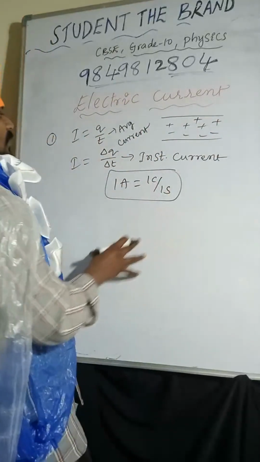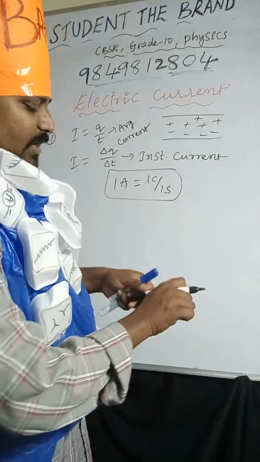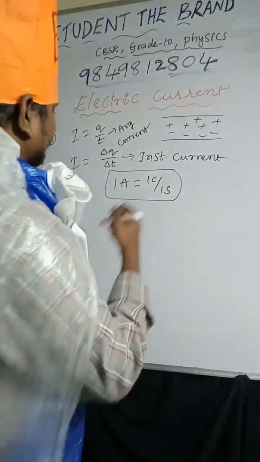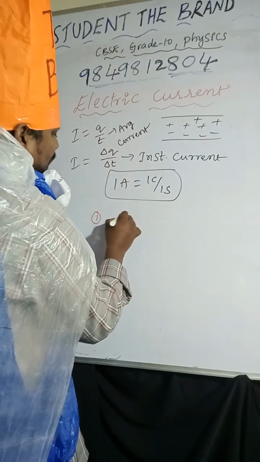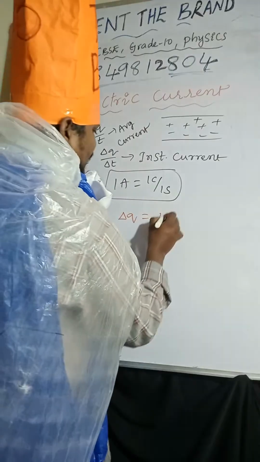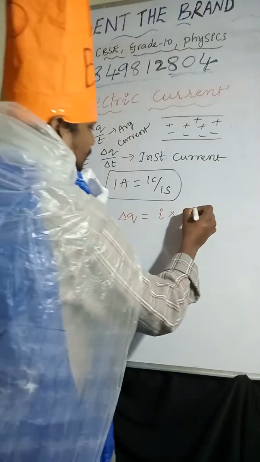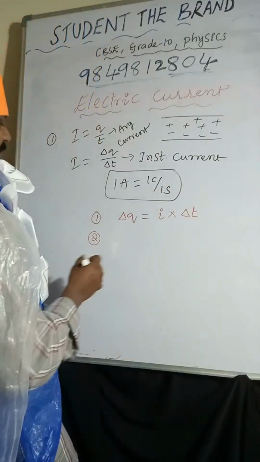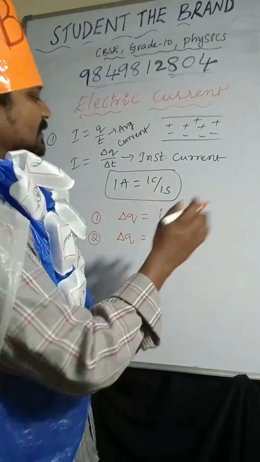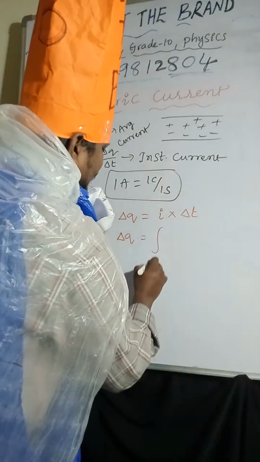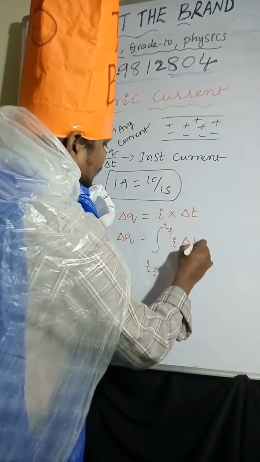Now, so conditions. So 3 conditions are there. We'll discuss those 3 conditions. Condition number 1: flow of charge can be obtained by multiplying constant current and time interval. And second one: if current is a function of time, flow of charge is obtained by integrating from Ti to Tf, I dT.